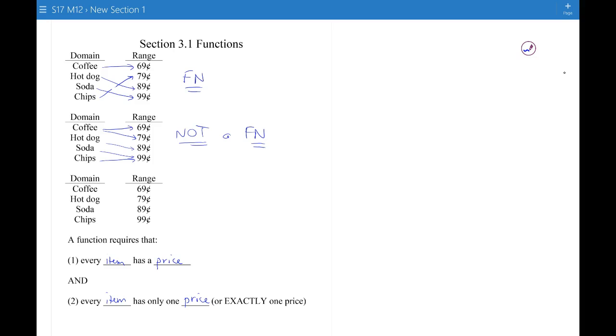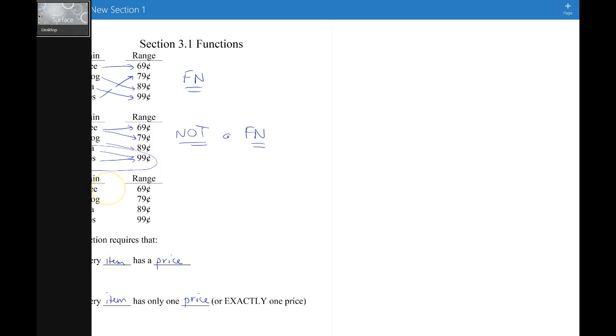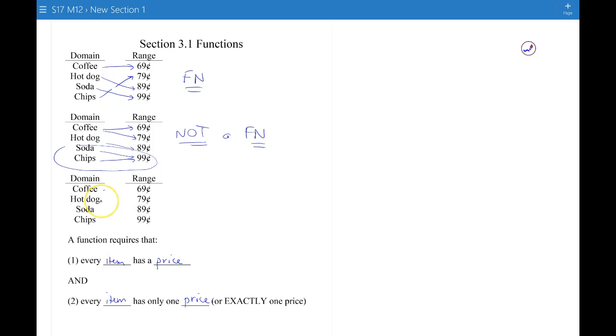And this is fine that soda and chips have the same price because each item, soda has a price of 99 cents, chips has one price of 99 cents. So that's perfectly fine. You could have everything in the store cost 69 cents or 79 cents, and that would be a function. It's that each item has to have only one price.